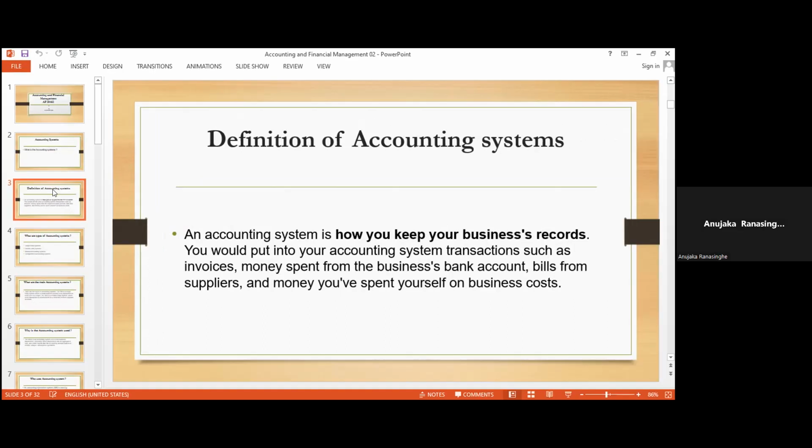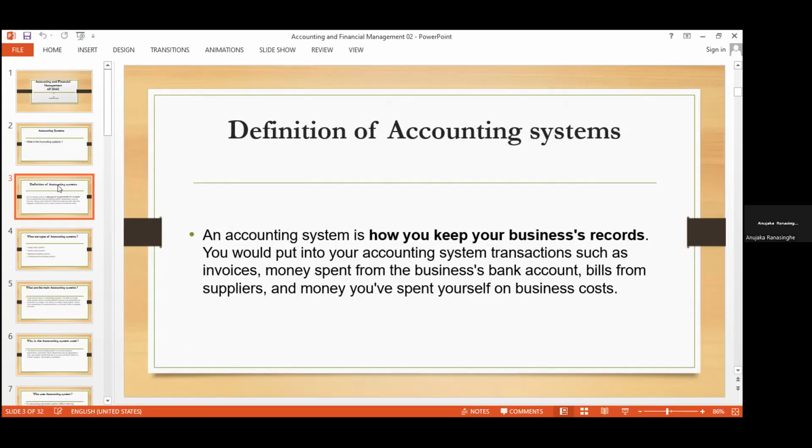An accounting system is how you keep your business records. This is the definition of the accounting system. Similarly, how are we keeping our business records, business transactions.